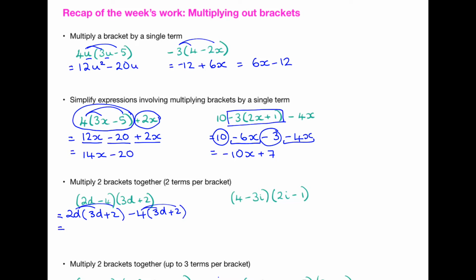So we get 2d times 3d is 6d squared. And then we've got plus 4d from the 2d times 2. Then we've got negative 4 times 3d, so that'll give us a minus 12d. And then we've got a negative 4 times a positive 2, so that'll give us a negative 8. So altogether there, we've got 6d squared, and then we've got plus 4d, take away 12d, so that gives us minus 8d, and then we've got our minus 8 on the end.